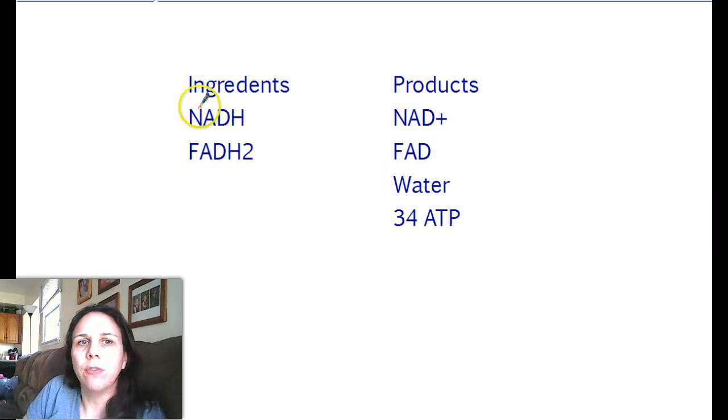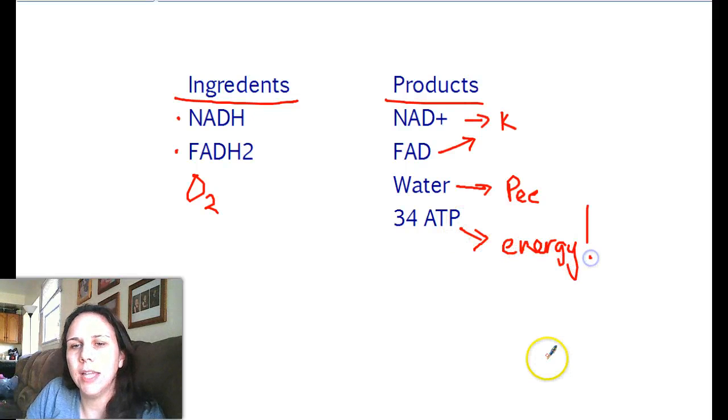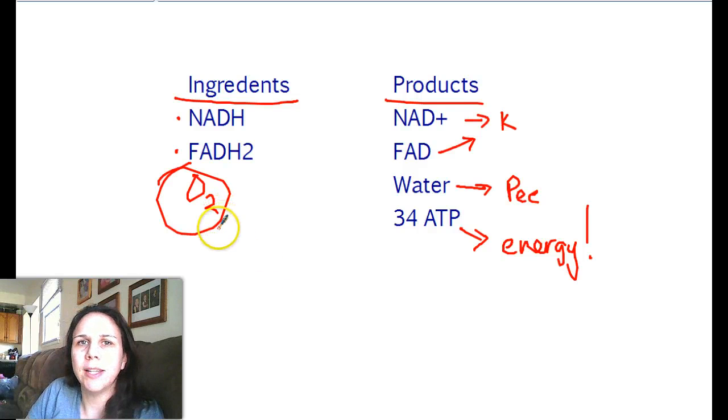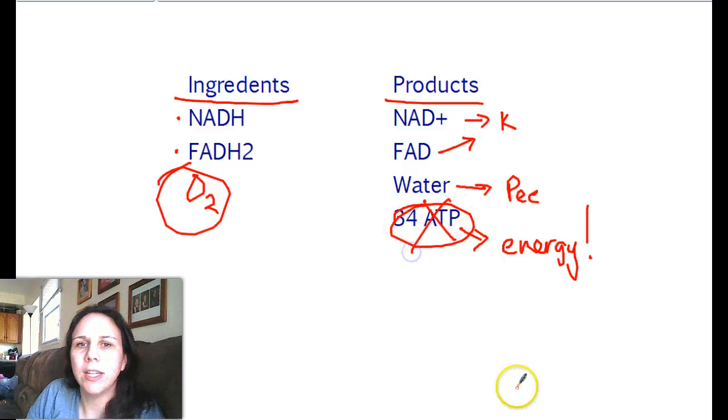So for the electron transport system, I need NADH and FADH2 because remember they have all my electrons. Oh, and I need some oxygen. That's why we breathe. What do I get out of it? I get NAD+, which is going to go back to the Krebs cycle. FAD, which is going to go back to the Krebs cycle. Water, which we pee out. And ATP, which keeps us alive by providing energy. Yay, ATP. So this is why we breathe. This is why you die when you don't breathe. If you hold your breath or your body doesn't get oxygen, your brain doesn't get oxygen, then we don't make any ATP. And if we use up all of our ATP, we die.